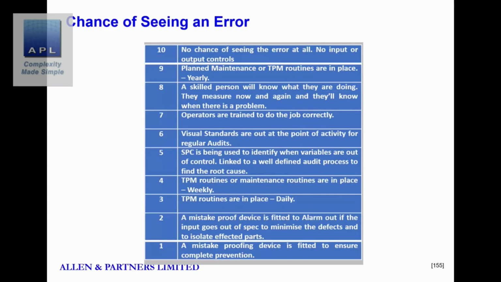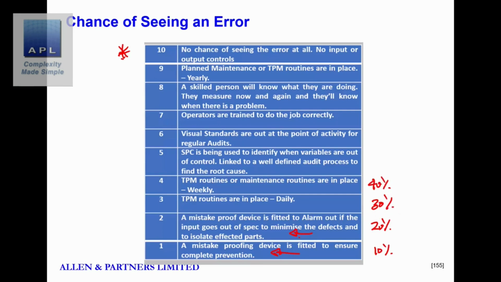Let me show you, by the way, the scoring routine for the chance of seeing the error. So the controls at the end there that I gave it a 10, no chance of seeing the error at all because I haven't got any controls at all. You can see the language that I've used is based on the control you are using. So I've not tried to say, sometimes they say there is a 10% chance the problem will go undetected. There's a 20% chance the problem will go undetected. There's a 30%. There's a 40%. I have no idea how you would score those numbers.